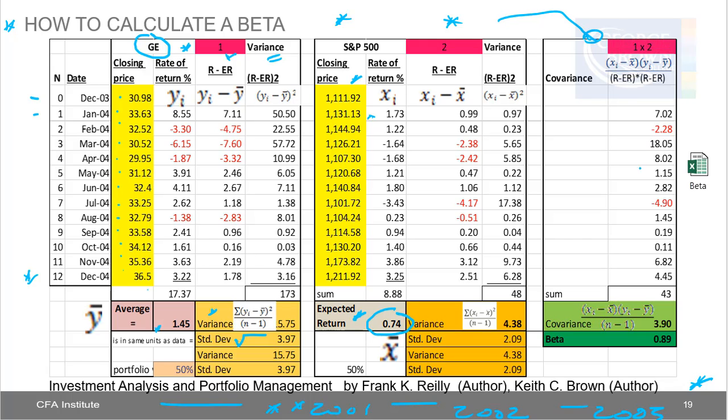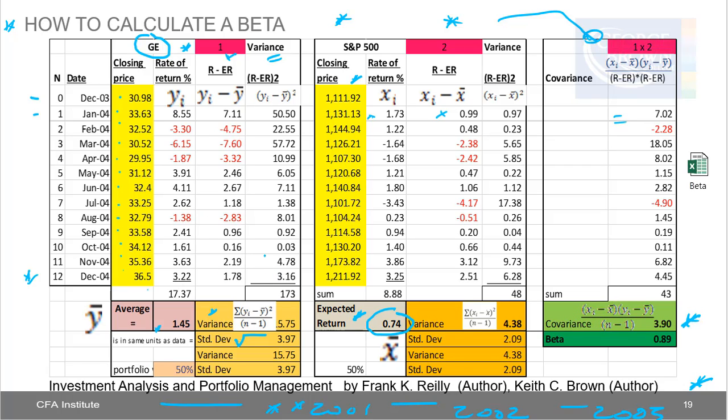And then I can calculate my covariance. Remember, my covariance is the sum of x minus x bar times y minus y bar divided by n minus 1. So in this column, I've got my x minus x bar times my y minus y bar, and that's multiplying column 1 times column 2 that I highlighted with the pink numbers. Okay, so that's where that data is coming from. 7.11 times 0.99 gives us 7.02, and the covariance is the sum of that column divided by n minus 1.